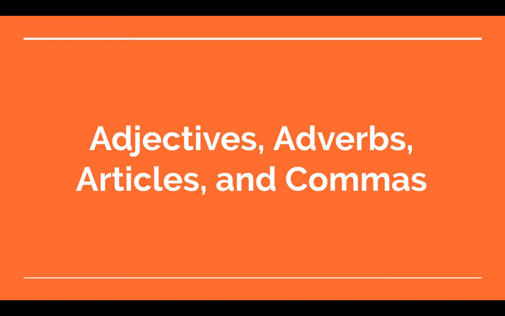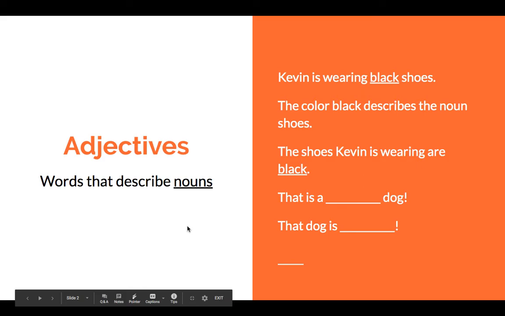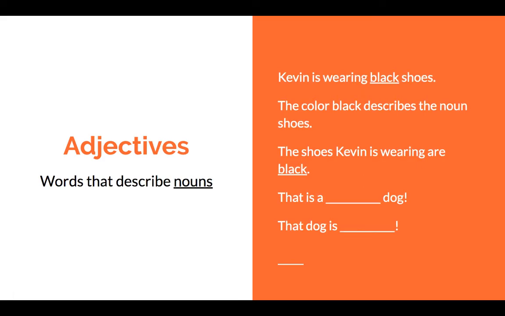So let's just remember, adjectives describe nouns. Adverbs, you can see the word verbs in adverbs. Those tell us more about verbs and action words. Articles: a, an, and the. And then commas that we worked on yesterday. So let's review. Adjectives are words that describe nouns. You think of a person, place, or thing, and then you think of words that could describe a person, place, or thing, like a soft pillow or a heavy brick.